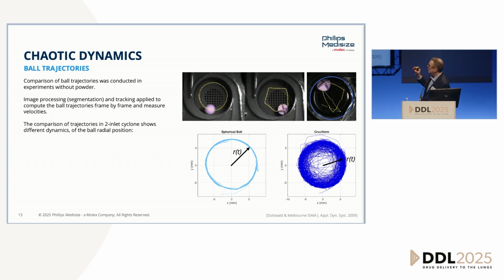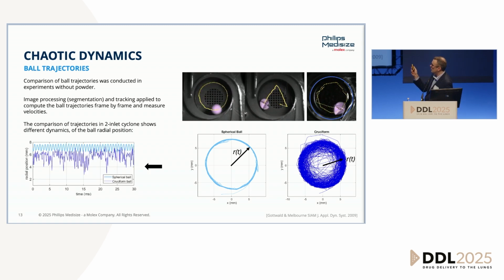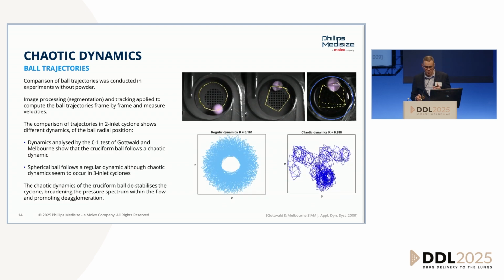What you can see is that the spherical ball has a very circular motion in the chamber, while the cruciform ball has a very irregular motion, bounces, accelerates, decelerates in the chamber. If you plot the radial position of the ball, you get this kind of signal. So you see a clear difference between the 2 kinds of balls. And this time series, you can analyze it with the 0-1 test for chaos developed by Gottwald and Melbourne. And this test helps to identify the nature of the dynamics you have.